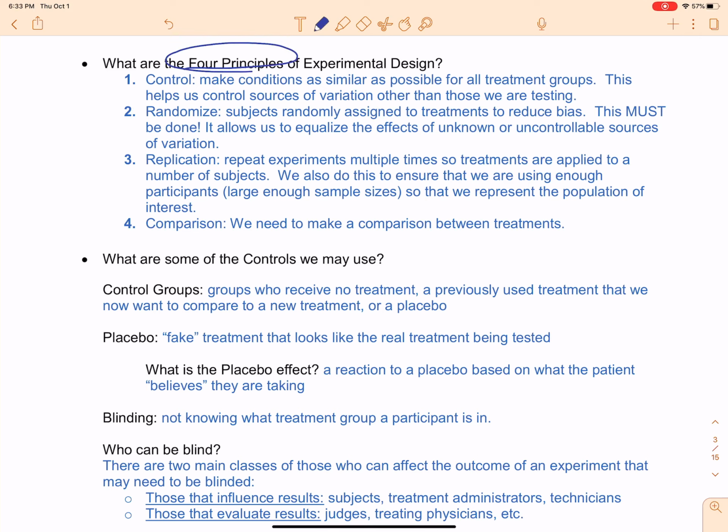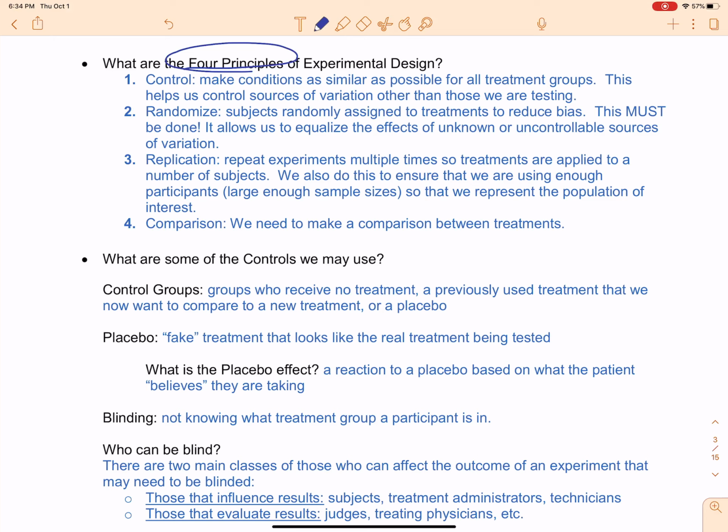These are just 4 things that we need to follow, and your book does speak of the 4th principle differently. It gives it as blocking, and that is not what we're going to do. Mrs. Burnett and I discussed it, and we compared that with the College Board information, so our 4th principle is different than it is in the book if you're reading the book.